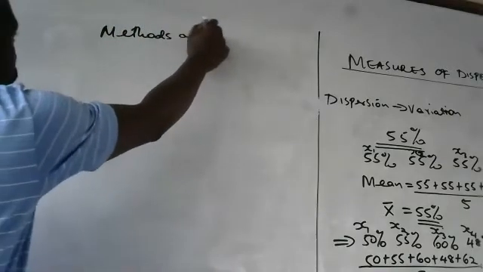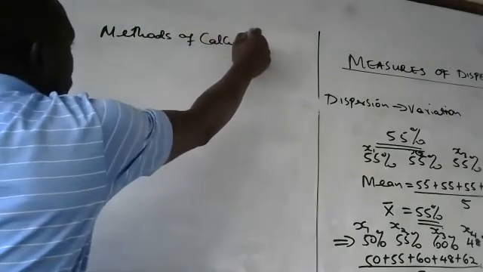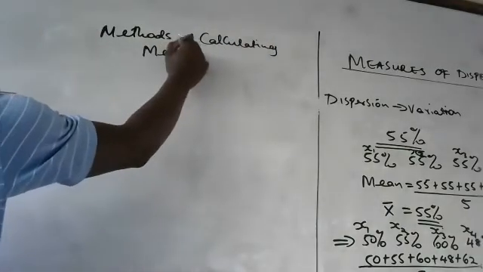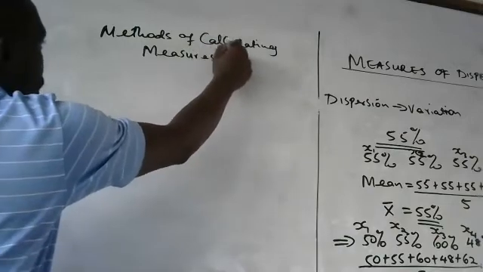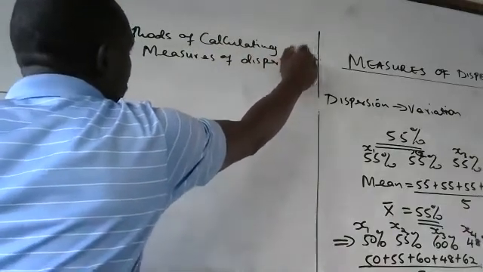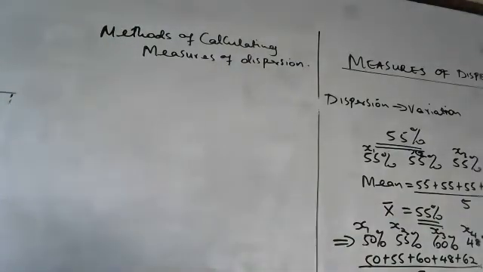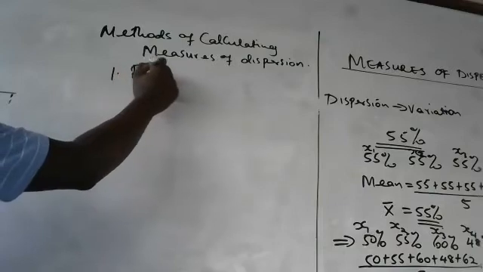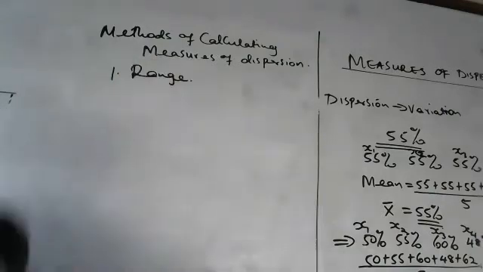So allow me to go to the methods of calculating measures of dispersion. The first method that we have, the simplest, is known as the range. The range is the first method that we shall look at, and we will go on explaining them.